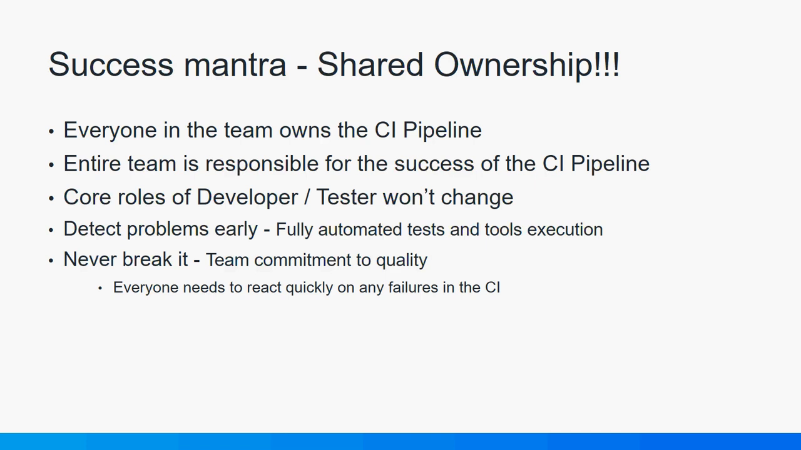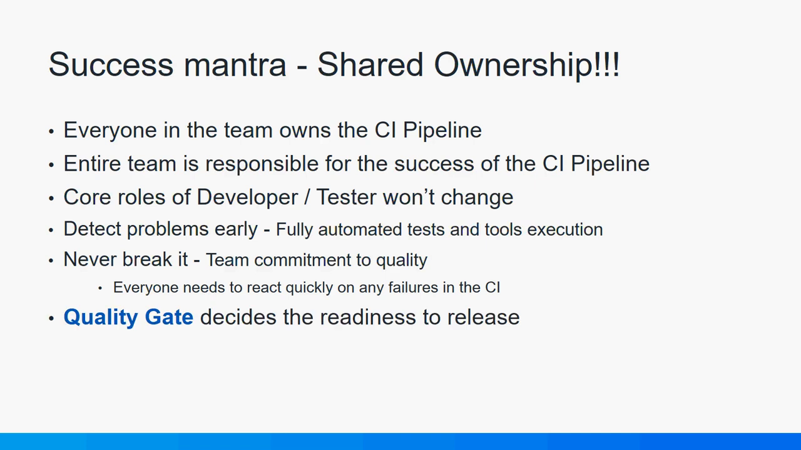Fully automated tests mean that the entire integration cycle is tested for all the builds or all the changes. So you can detect problems very early in the cycle. The main objective is to never break the CI pipeline, so nothing unstable becomes part of the main branch. You will not even be allowed to check in if the CI pipeline has not succeeded.